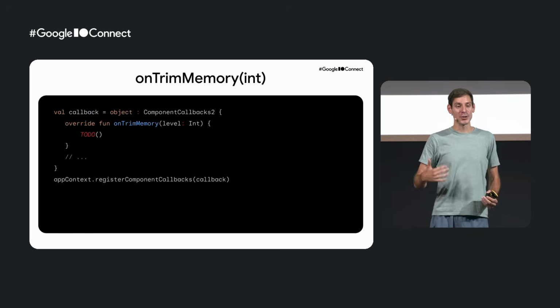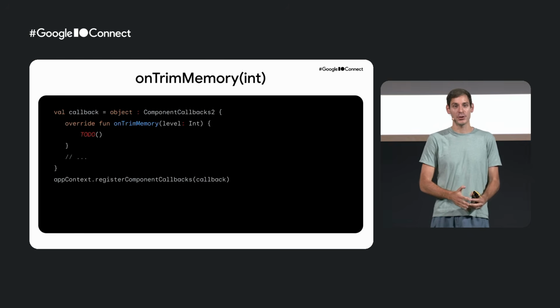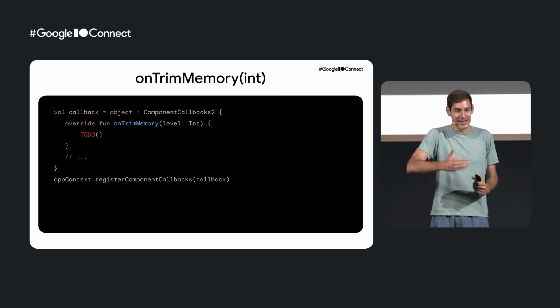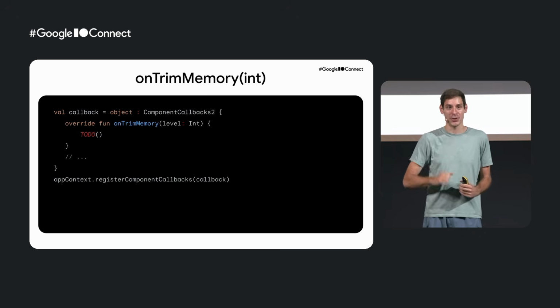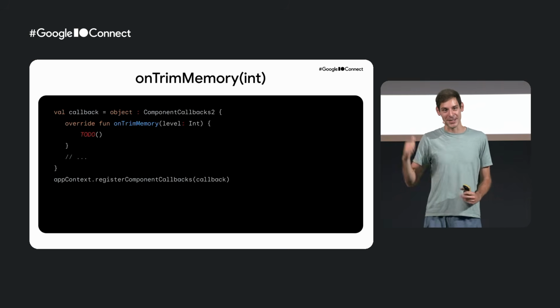There are also other mechanisms that you can use in your app to be more proactive in releasing resources as the system memory pressure builds up, so the OS does not have to get as far as killing the app. The main thing that you can do here is the onTrimMemory callback.